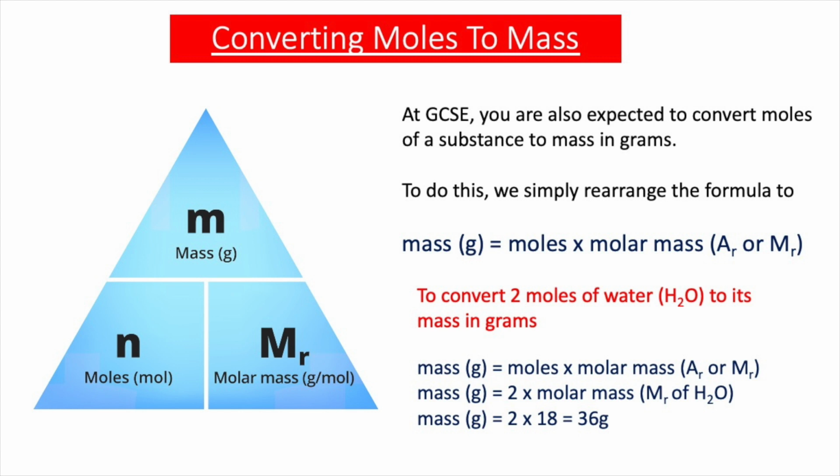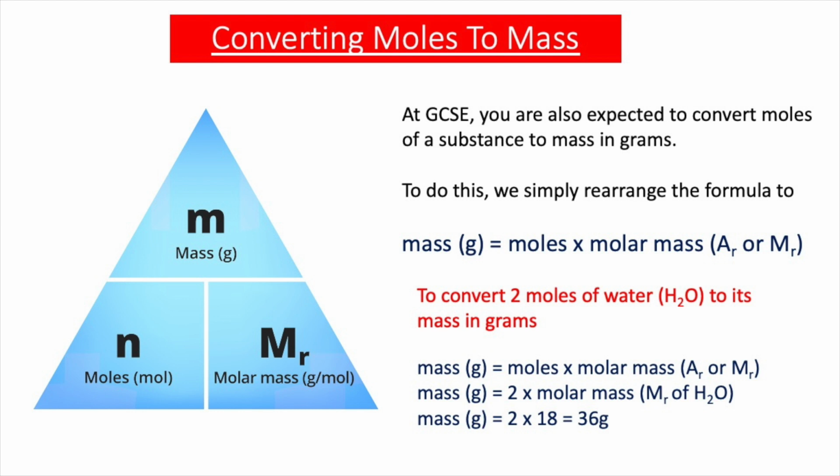Now, in addition to being able to convert grams to moles, at GCSE you would also be expected to convert moles of a substance to mass in grams. To do this, we simply rearrange the formula. So the mass in grams is equal to moles times the molar mass, which is either the AR if we're dealing with atoms, or the MR value if we're dealing with molecules.